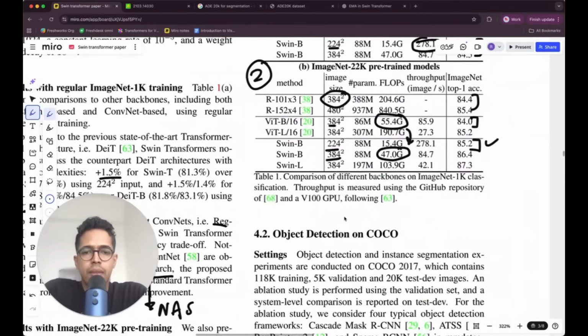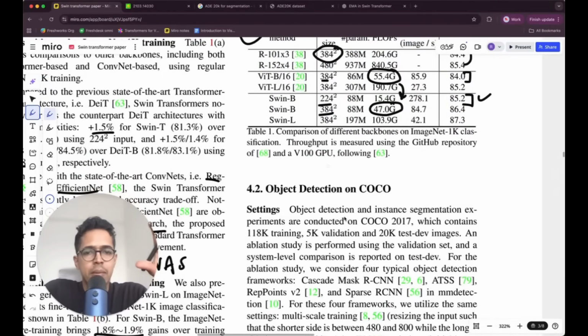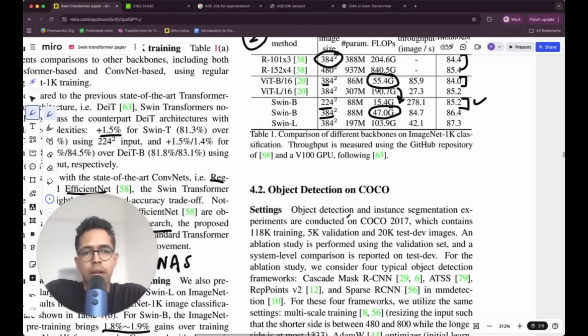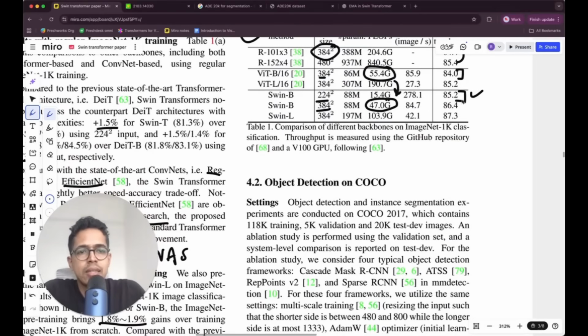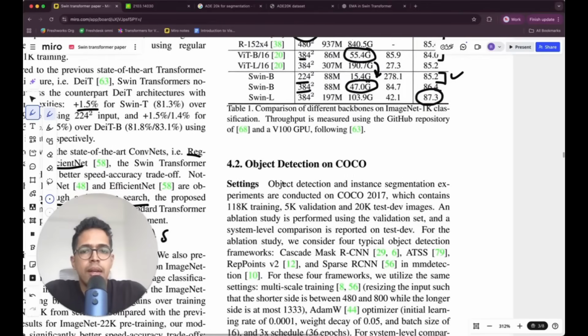Okay, that's it. So this is about image classification. Clearly the Swin base model is reaching the state of the art. Swin large has surpassed everything, 87.3% accuracy. Then object detection on COCO.